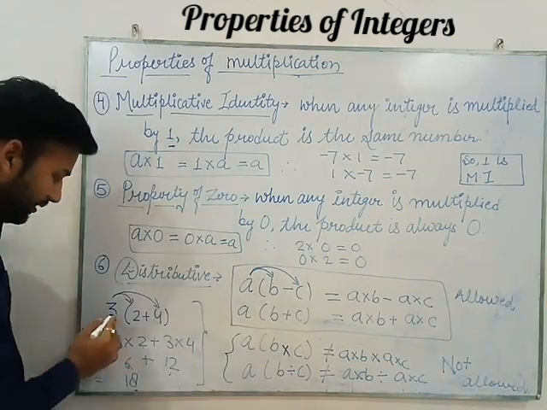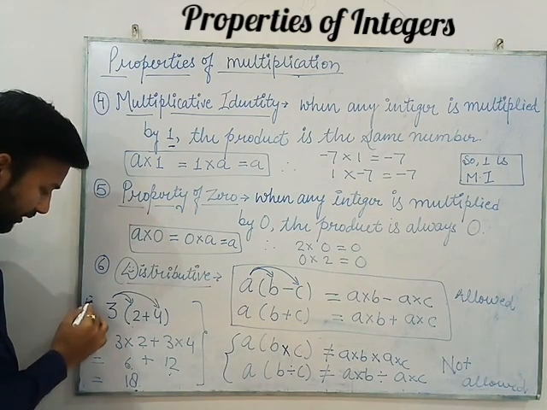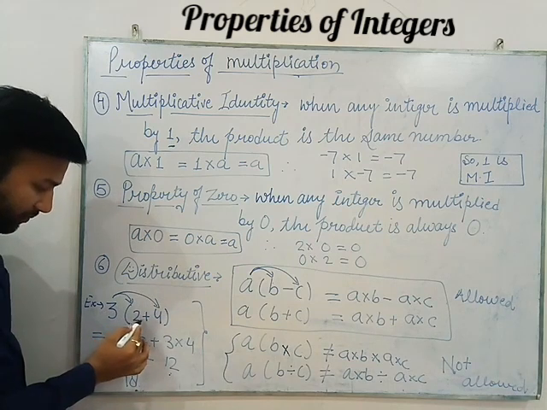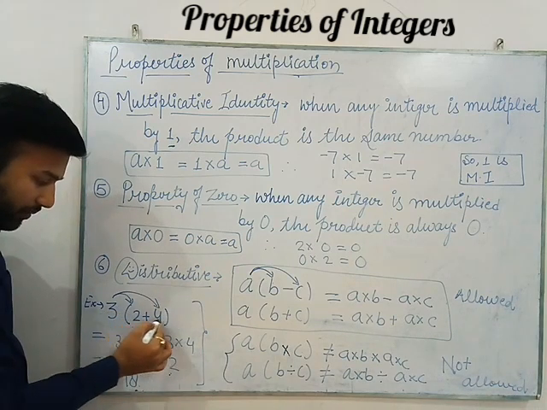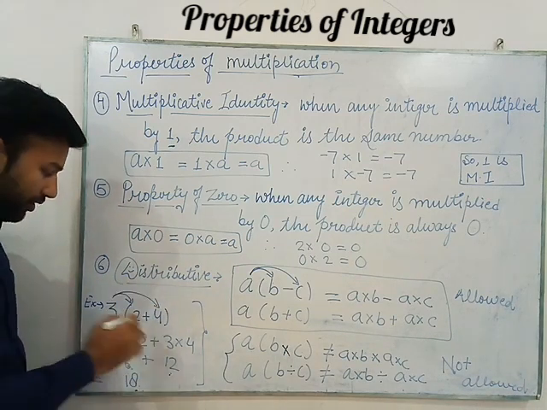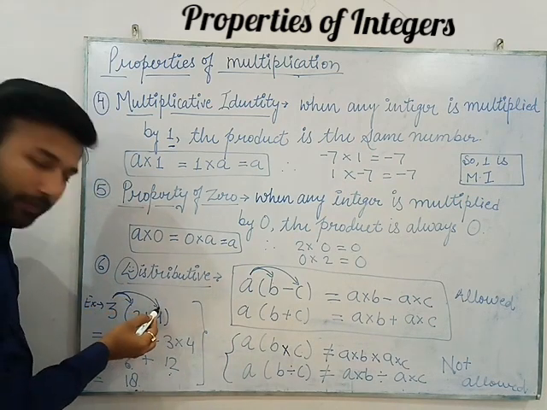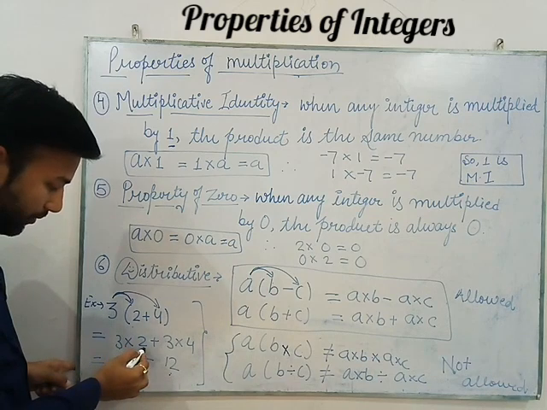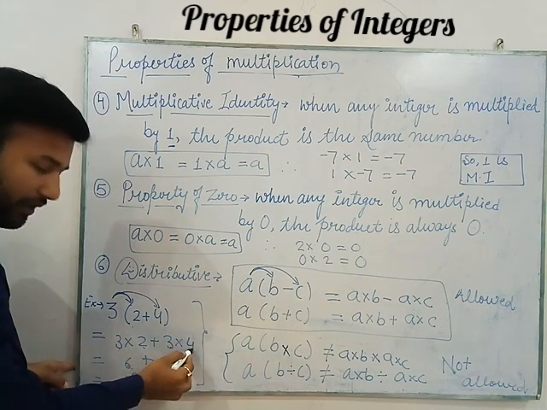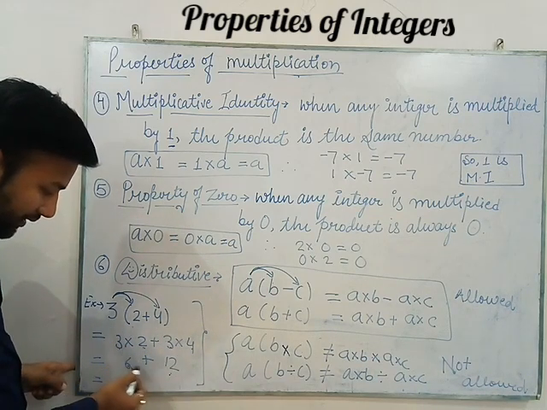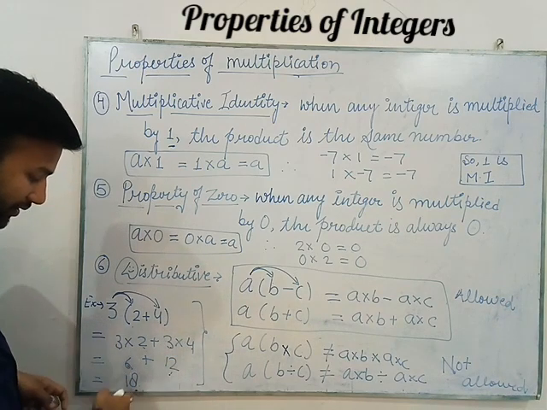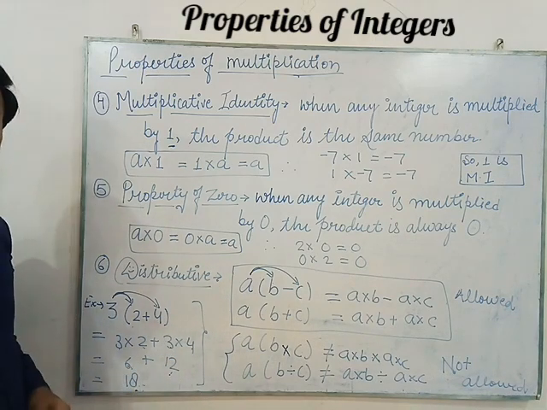Okay, see one example. If 3 is multiplied by the bracket 2 plus 4, so how to solve? By distributive property. 3 will multiply by 2, then 3 will multiply by 4. See, 3 multiply 2 plus 3 multiply by 4. 3 2s are 6, 3 4s are 12, 6 and 12, 18 is the answer.